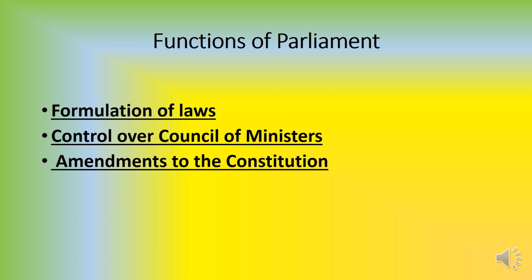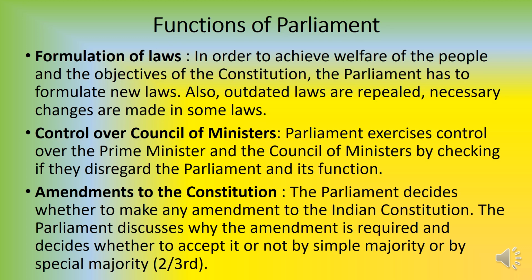The next topic is how does this parliament function, or what are the functions of parliament? So basically there are three main functions of the parliament. One is formulation of laws, that is making laws. Second is having control over the council of ministers, to check whether the council of ministers do their work properly or not. Thirdly, amendments to the constitution. Amendments are changes to the constitution. Let us see in detail all these three functions.